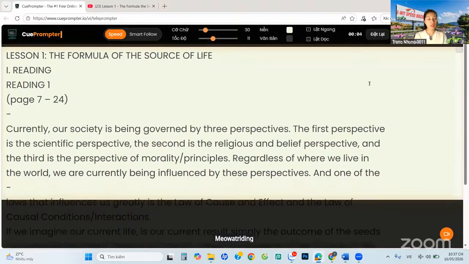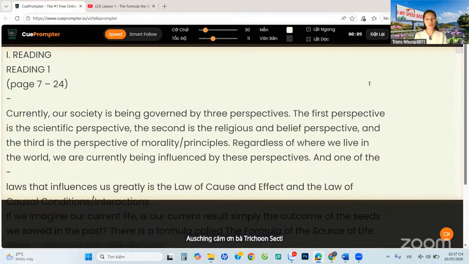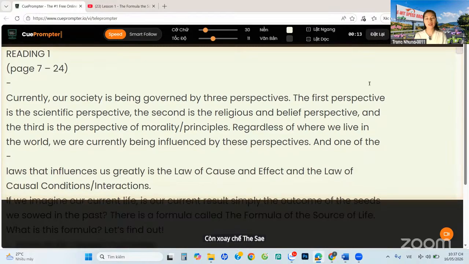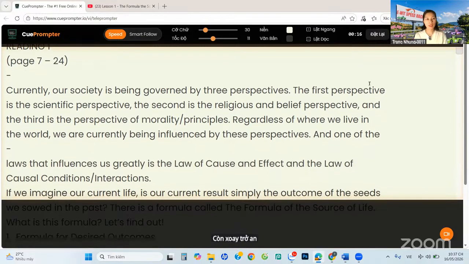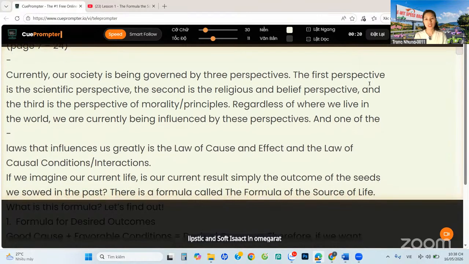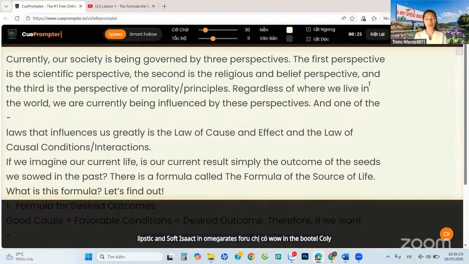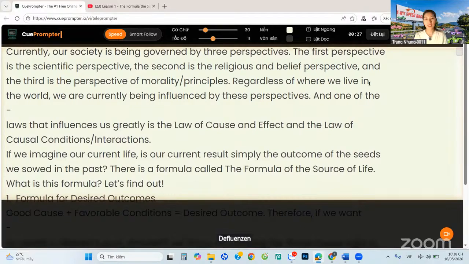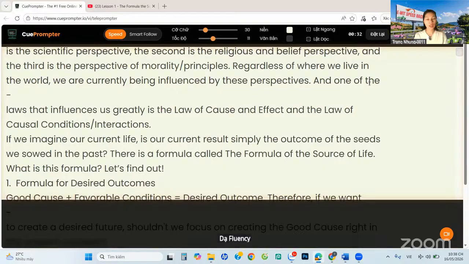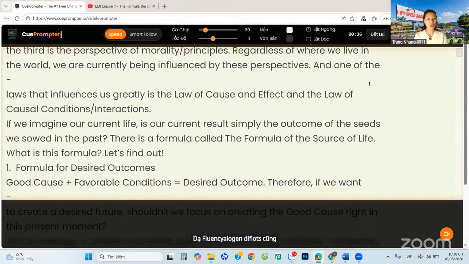Reading one. Currently, our society is being governed by three perspectives. The first is the scientific perspective. The second is the religious and belief perspective, and the third is the morality principle perspective. Regardless of where we live in the world, we are influenced by these perspectives. And one of the laws that influences us greatly is the law of cause and effect, the law of causes and conditions interacting.